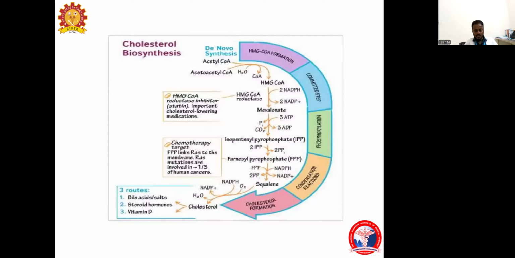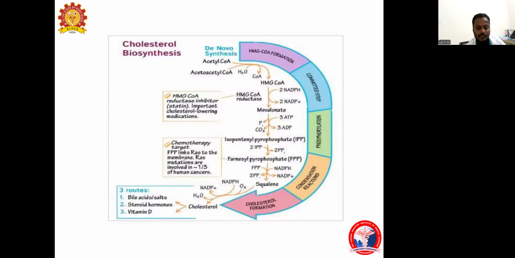From HMG-CoA it is converted to mevalonate. This is the committed step. From mevalonate it is converted to isopentenyl pyrophosphate. This is the phosphorylation reaction. From isopentenyl pyrophosphate it is converted to farnesyl pyrophosphate. This is the condensation reaction, from which squalene is formed, and from squalene cholesterol is formed. This is cholesterol formation. From cholesterol, one is bile acid, the second is steroid hormones, and the third is vitamin D.